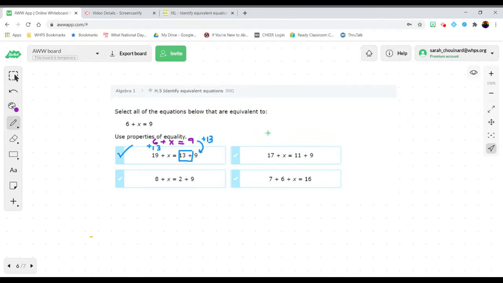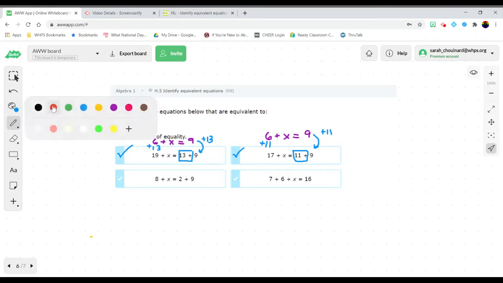In this one, we have 6 plus x equals 9. They went and added 11 on this side. So to get from here to here, they did plus 11. If I do 6 plus 11, if I keep it balanced by doing the same thing on both sides, I do get 17, so that's equivalent.